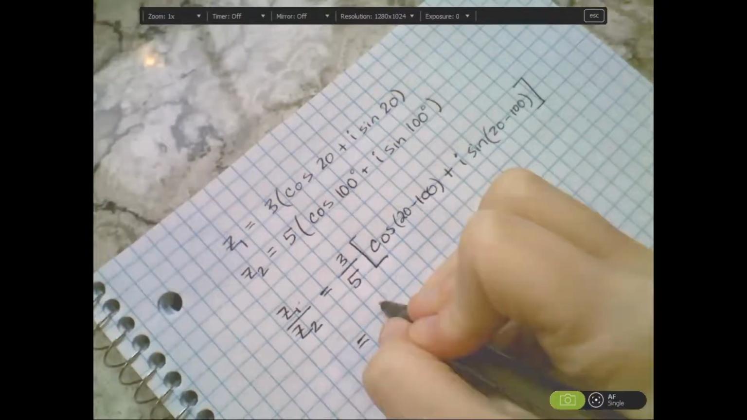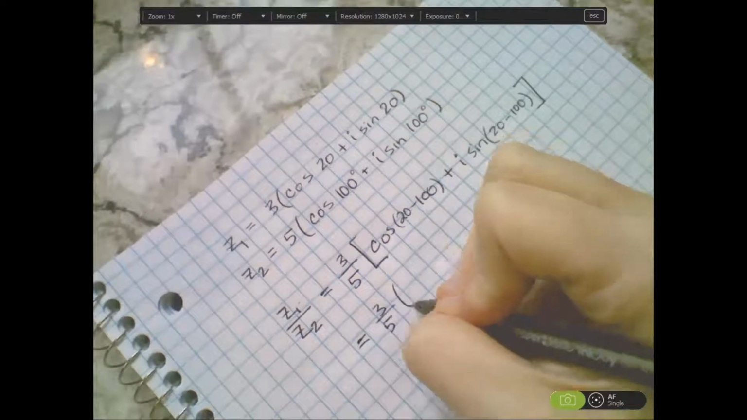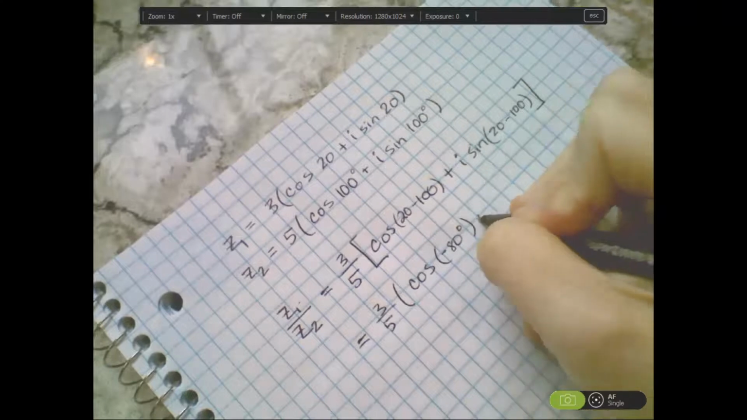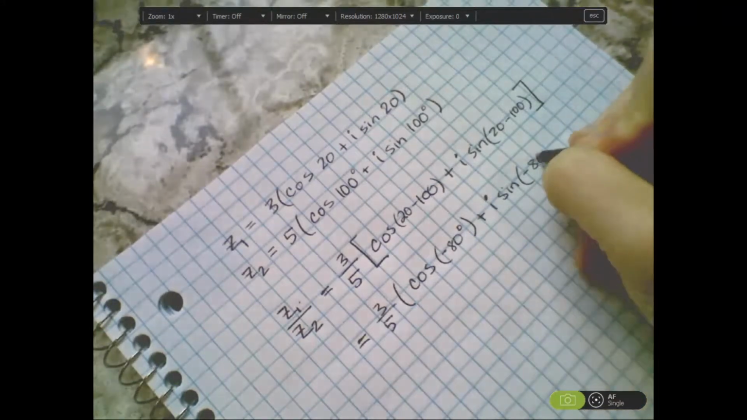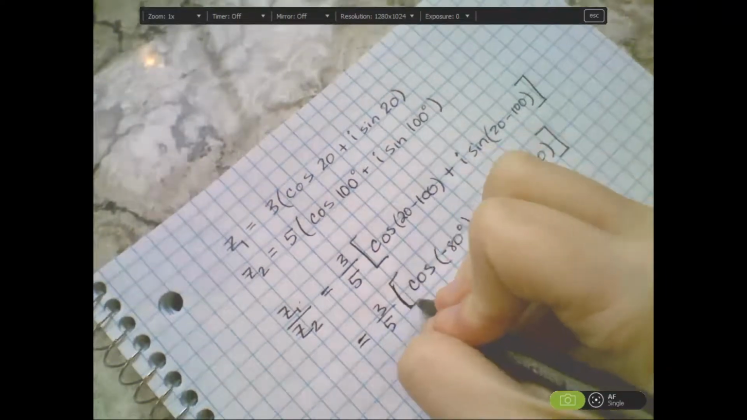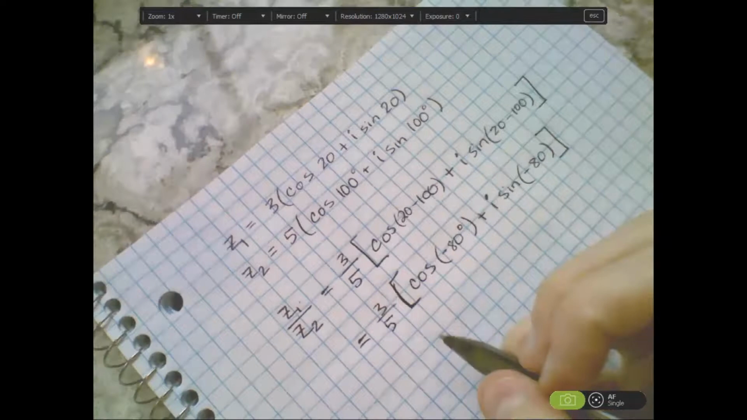So then we'll have our 3/5. This is going to be cosine of negative 80. This is going to be sine of negative 80. Oops. Sorry if you can hear background noise. There's some people unpacking groceries in my house.